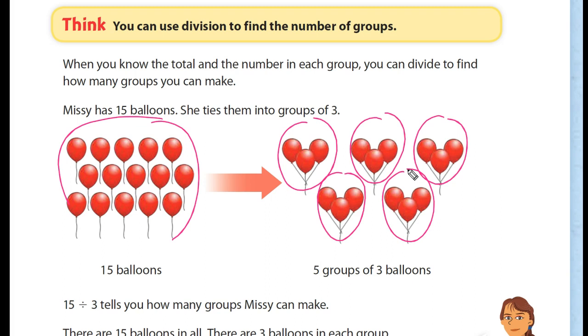So when you know the total and the number in each group, you can divide to find how many groups you have. Right? So Missy has 15 balloons. She ties them into groups of 3. So like I said, here's one group. Here's another group of 3. Another group of 3. Another group of 3. Another group of 3. And she has 5 groups. The way you set this up, the division sentence is 15 divided by 3.